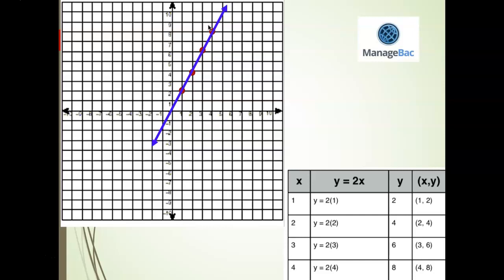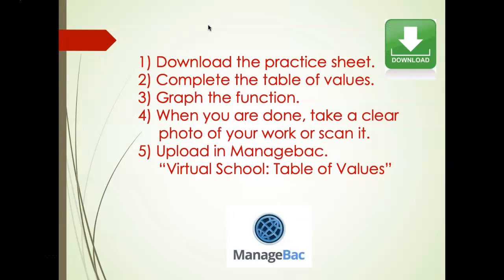Now I have given you the example. You can now do the last part of the submission. What you're going to do is download the practice sheet that is in your e-learning document, and then complete the table of values. Once you have completed it, graph the function. When you are done, take a clear photo, because some of you submitted a very unclear photo which I can't really read. Take a photo of your work, or you may scan it, and then once you have done it, upload it in ManageBac. The name of the task is Virtual School Table of Values.